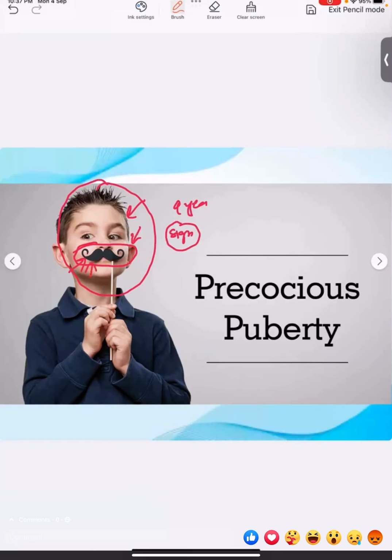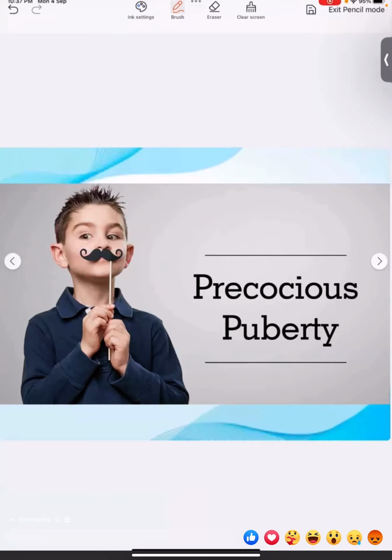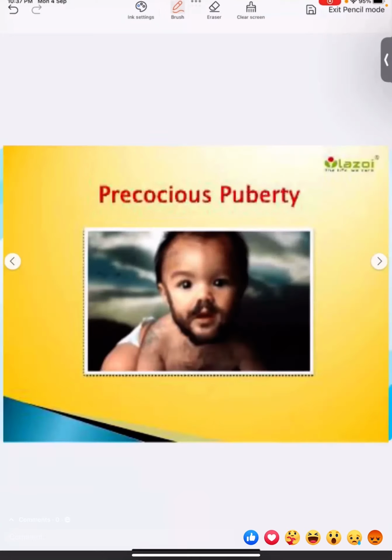See here, if we see this picture, this is an infant who is having some signs of puberty. Which hormone is increased, we have to know.